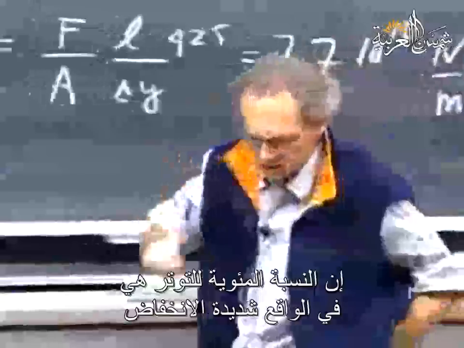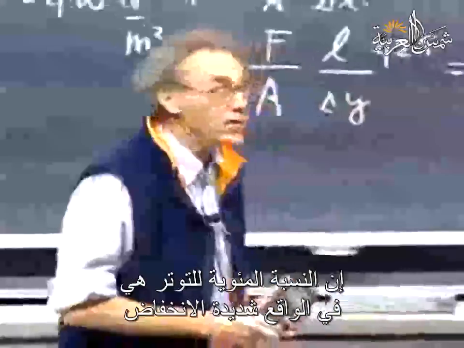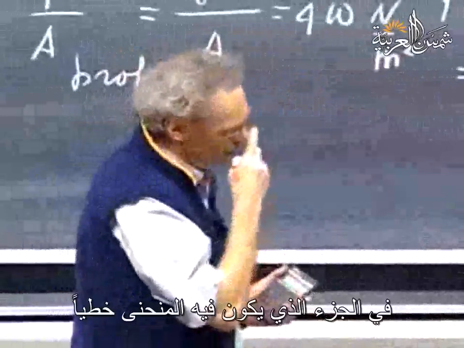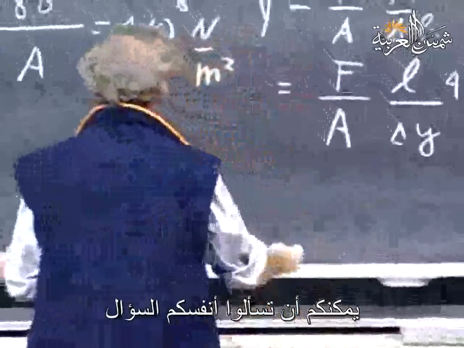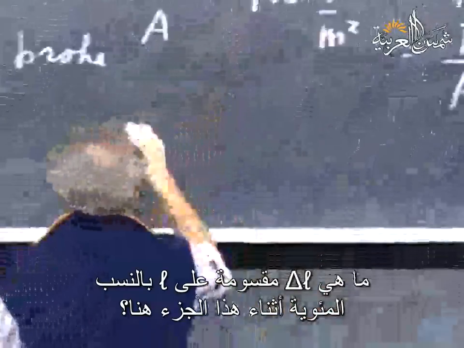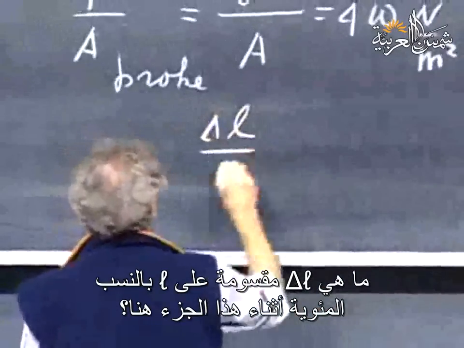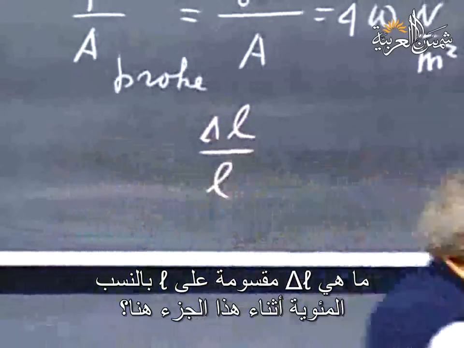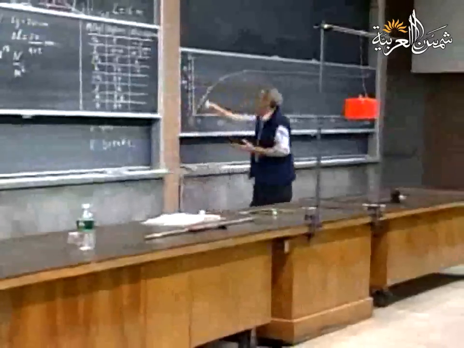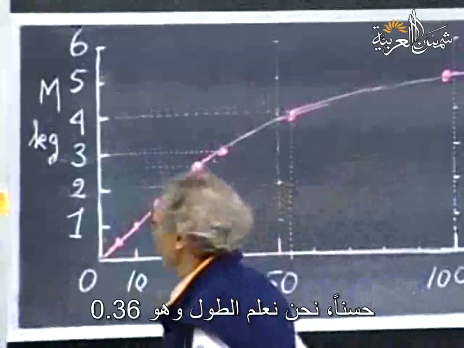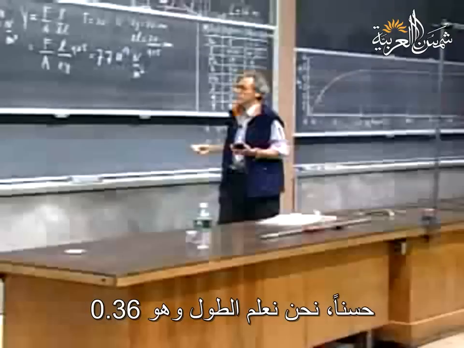The percentage strain is actually extremely low in the portion that the curve is linear. You can ask yourself the question, what is delta L divided by L in terms of percentages during this portion here? Well, we know the length, 0.36.